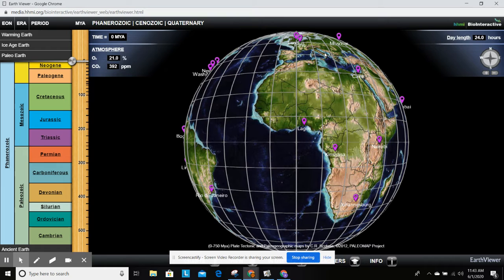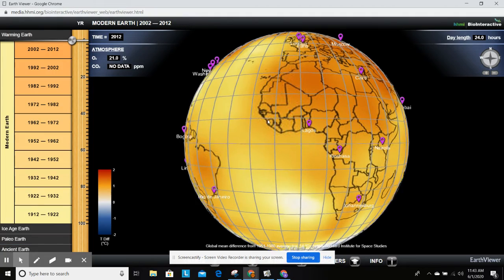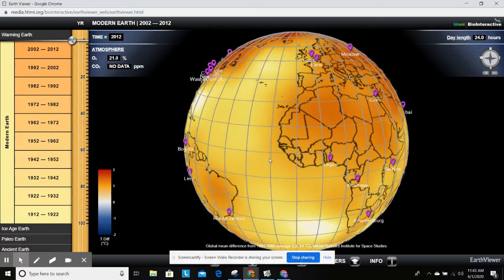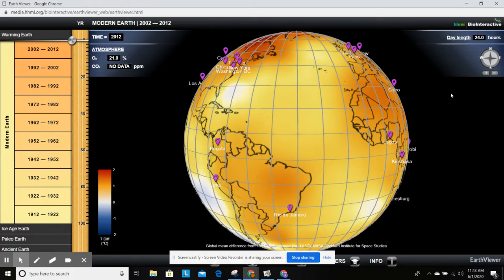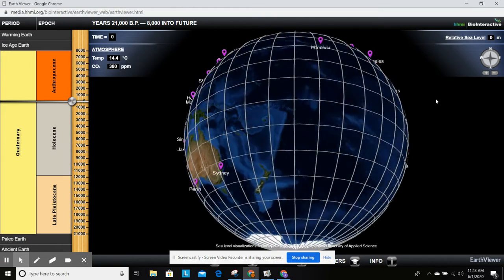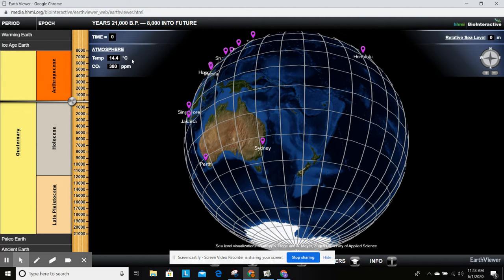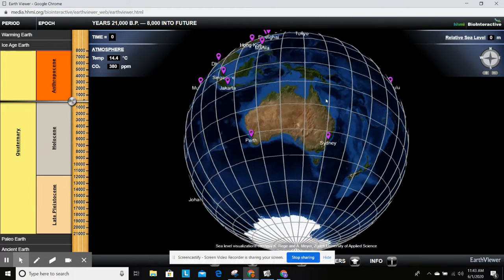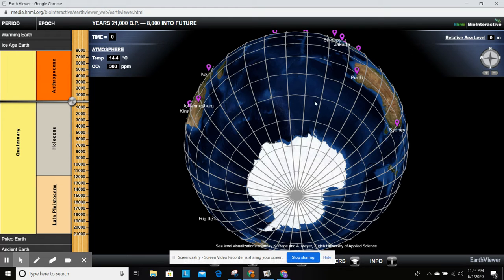I dismiss it. Now as you can see, it shows you the eon, the eras and the periods of the earth, starting from 0 million years to 500 million years ago. It also shows you the different types of the earth, the warming earth, what it looks like. You can rotate the earth and see, as you can see, a lot of heat is out there. A 24-hour day length is there. Then you can also look at the ice age earth, which is definitely cold. The temperatures have gone down, and the carbon dioxide in parts per million is also shown here.